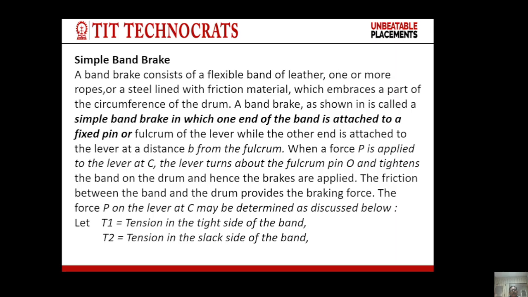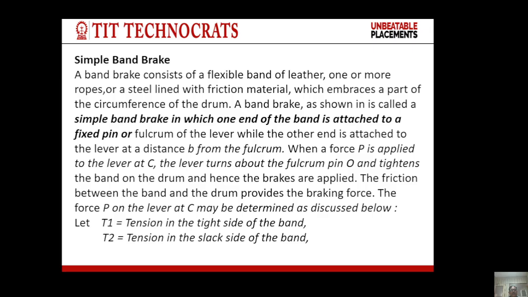is called a simple band brake in which one end of the band is attached to the fixed pin or fulcrum of the lever, while the other end is attached to the lever at distance b from the fulcrum. When force P is applied to the lever at C, the lever turns about the fulcrum pin O and tightens the band on the drum, and hence the brakes are applied.